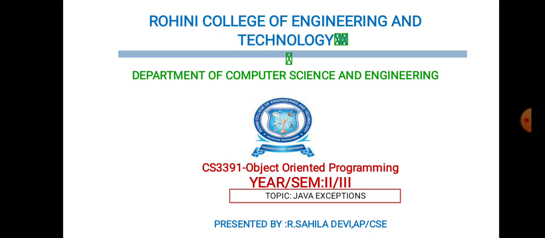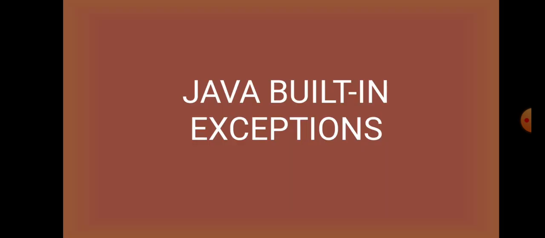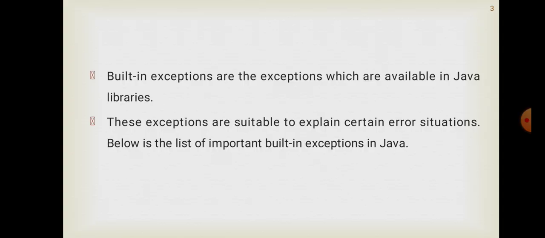Today we are going to discuss the subject CS3391 Object Oriented Programming. In this subject, today we are going to discuss Java exceptions, that is, different kinds of Java exceptions. The outcome of learning this module is that, on successful completion, the students will be able to summarize the concept of exceptions and different kinds of exceptions. First, we are going to discuss the Java built-in exceptions.